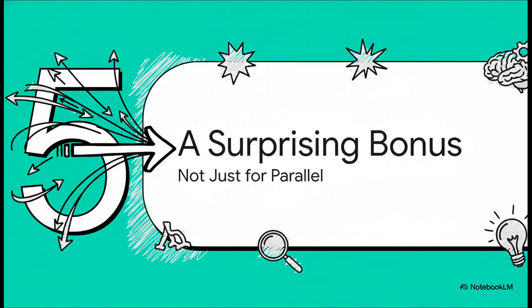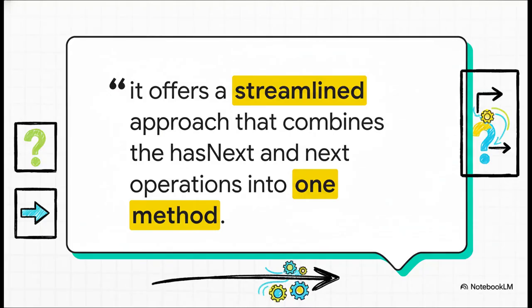But, and this is the really cool part, the Spliterator isn't only for all that heavy-duty parallel programming. It actually has some nice perks even if you're just writing simple, single-threaded code. See, it actually gives you a more streamlined way to iterate. Instead of the old two-step of checking hasNext and then calling next, you get methods like tryAdvance that combine both of those into a single, clean, and efficient operation. It can make your code look a lot more modern.